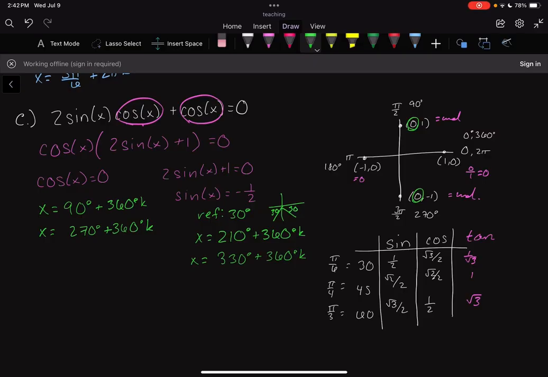But if it says for all values, then you want to go ahead and box all of this in. But if it says like only between 0 and 360 or something like that, we would write it out. So for this one, let's say I say x in 0 to 360, then you would want to make sure you write out each individual answer.